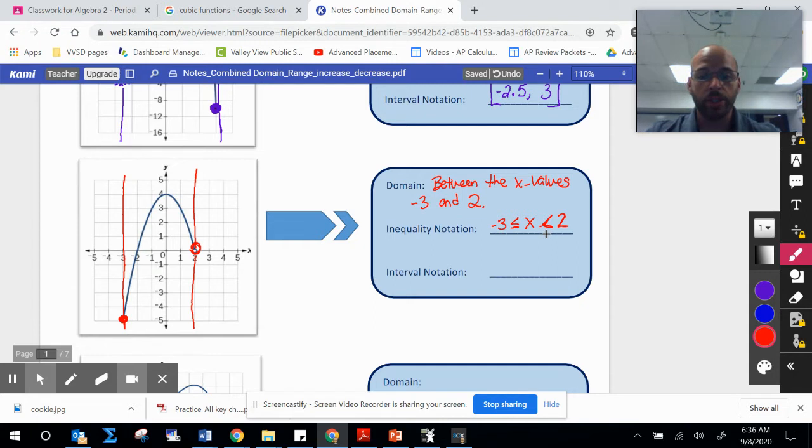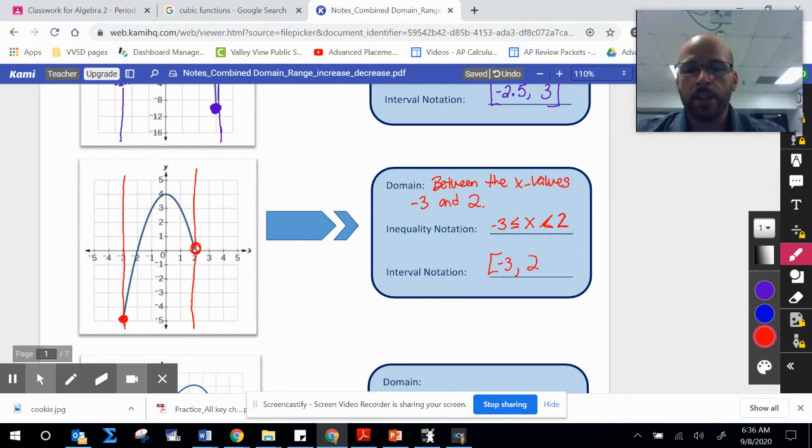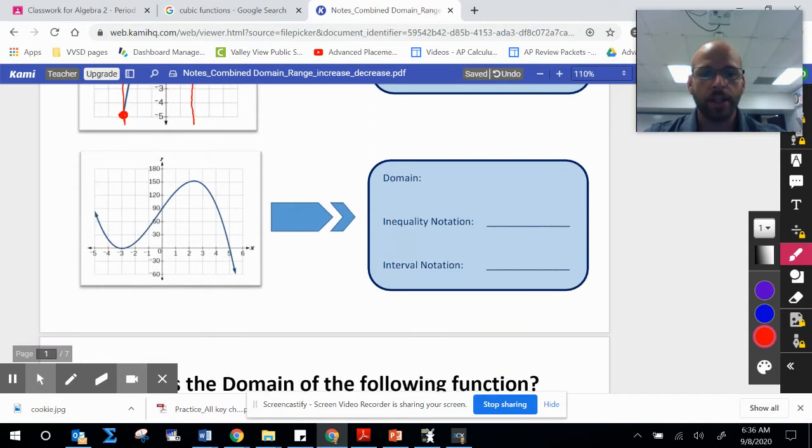Now, for interval notation, using those brackets or parentheses, we could write it the same way. I can say from negative 3 to 2, but I would not use a bracket on the 2. I would use a parentheses. Open circles always give you a parentheses. A closed circle gives you a bracket. I'm going to say that a few times to help you remember. Open circle is a parentheses. Closed circle is a bracket. All right, let's take a look at the last one for domain.